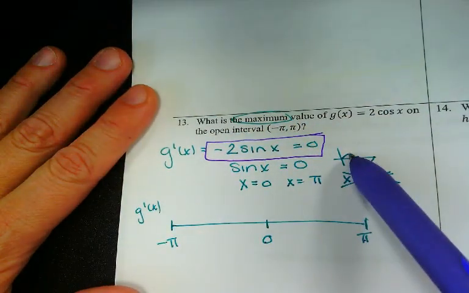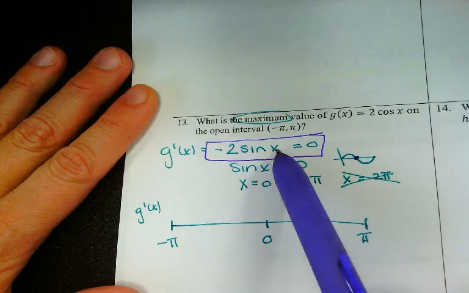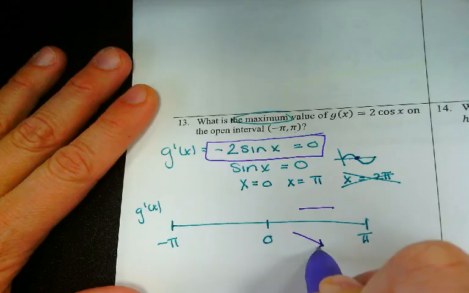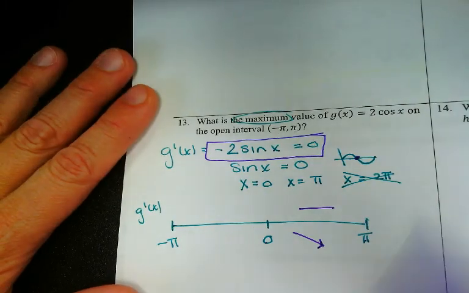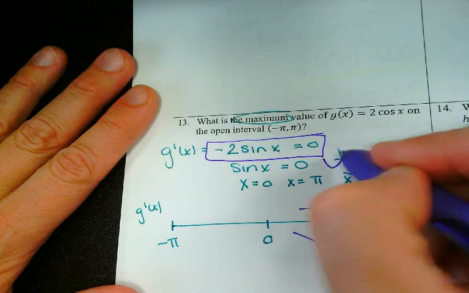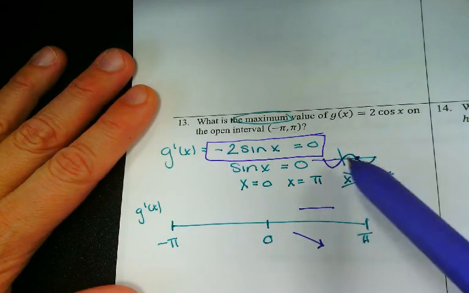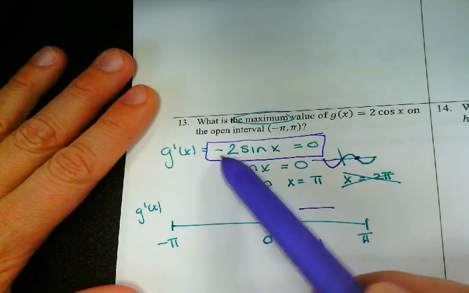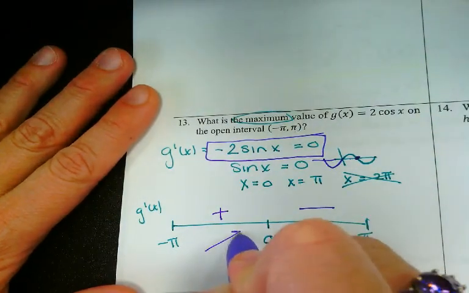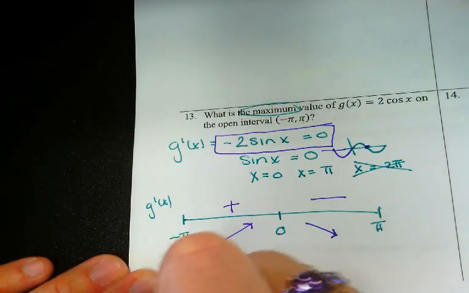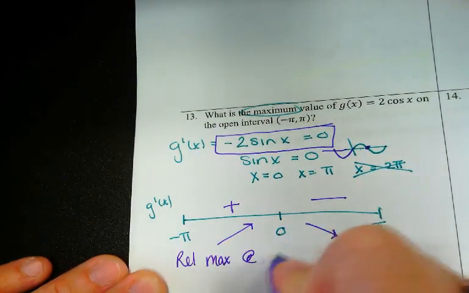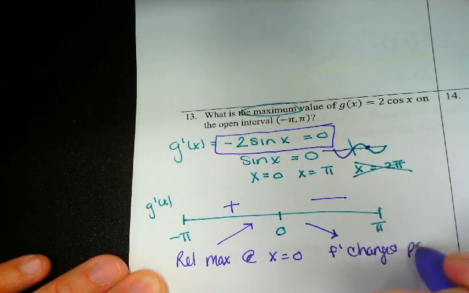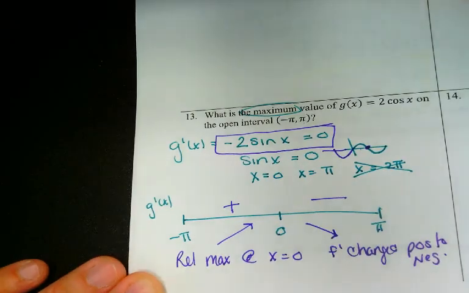So when I plug pi over 2 in, I get negative 2 times the sine of pi over 2. Sine of pi over 2 is 1. So I get negative 2 times 1, which is a negative. Then in this case, I'd plug in negative pi over 2. If I just continued the graph, sine of negative pi over 2 is equivalent to negative 1. So that's going to make that a positive. Okay, so we have a relative max at x equals 0. f prime changed from positive to negative.